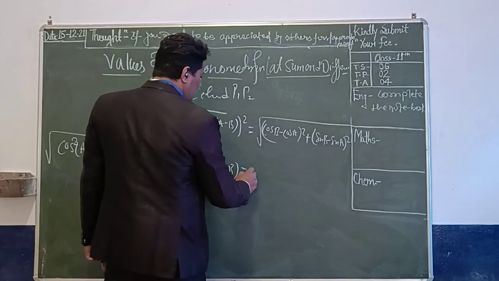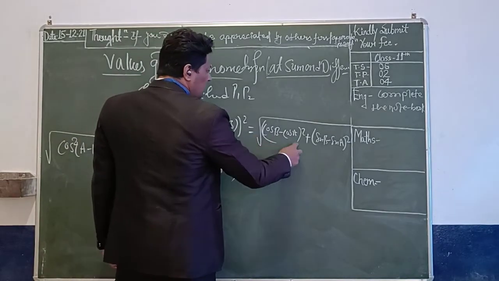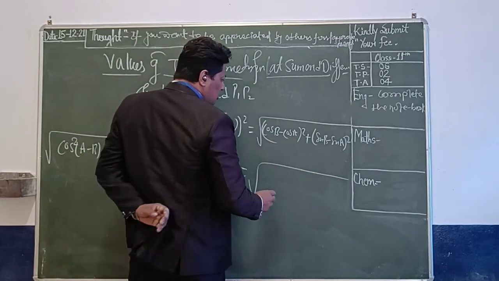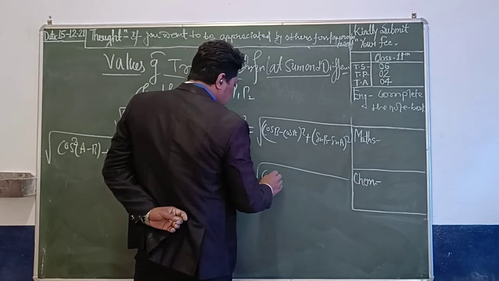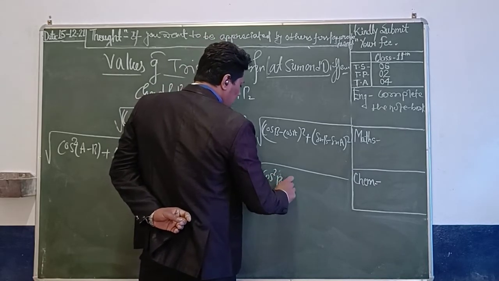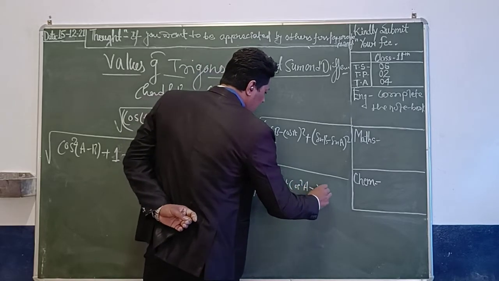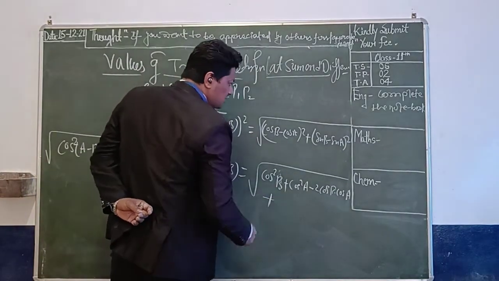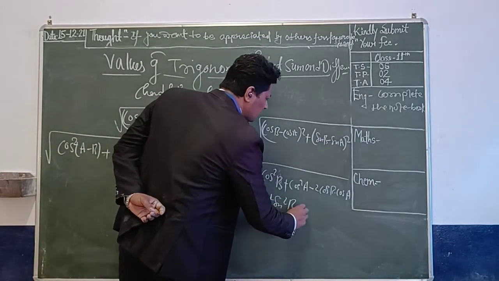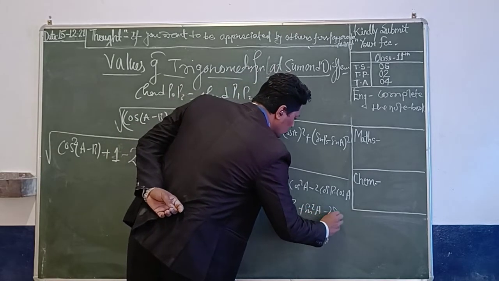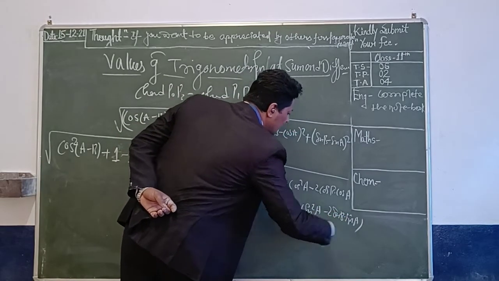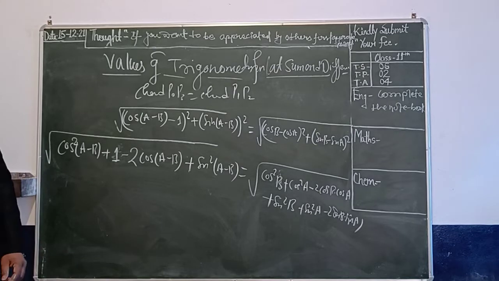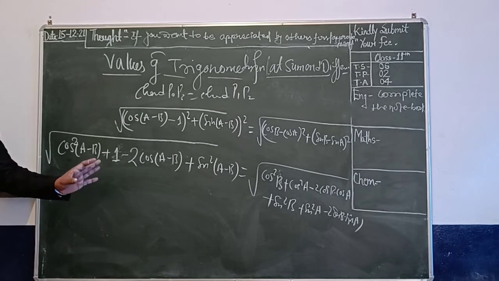Is it clear? This is equal to cos B minus cos A whole square plus sin B minus sin A whole square. You can write cos square B plus cos square A minus 2 cos B into cos A, plus sin square B plus sin square A minus 2 sin B into sin A. Is it clear? Any doubt at all? Anybody have any problem up to this point?